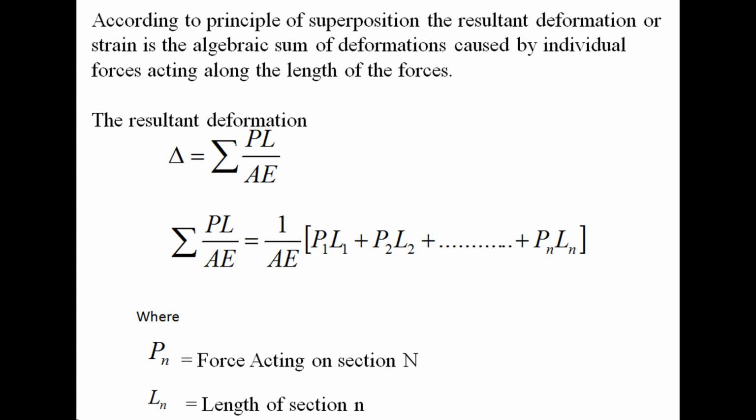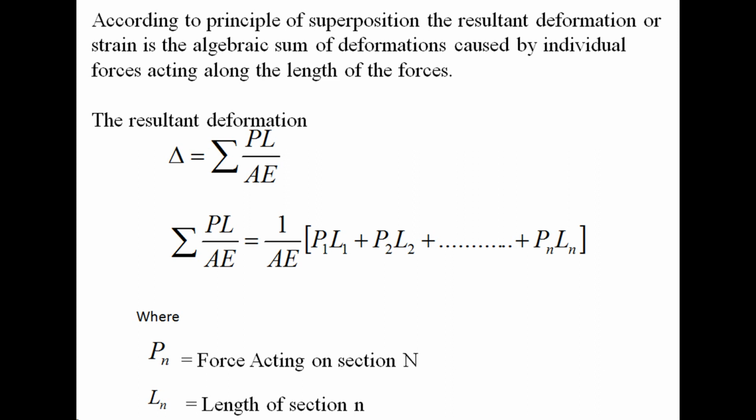This delta we can write as 1 by AE in brackets P1 L1 plus P2 L2 plus P3 L3 up to Pn Ln. Here n denotes the nth part of the structural member. If the bar is divided into n number of parts, this formula is applicable for that type of structural member.